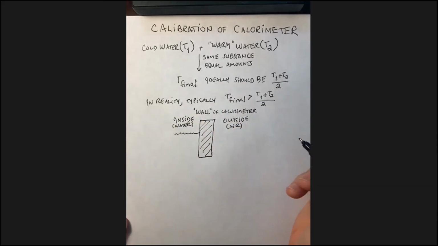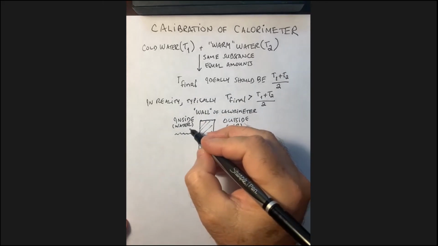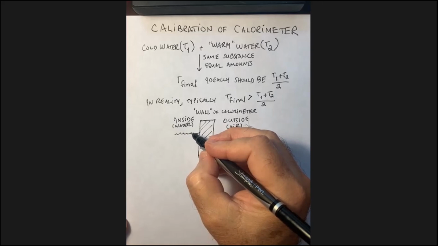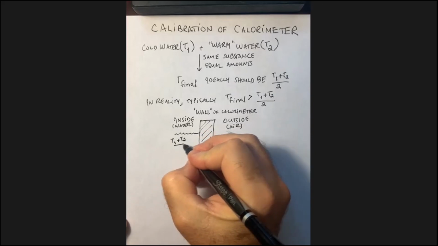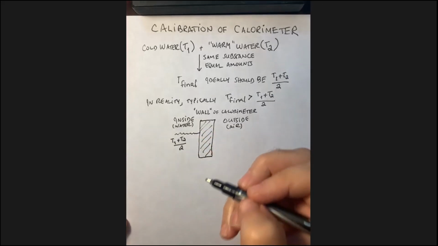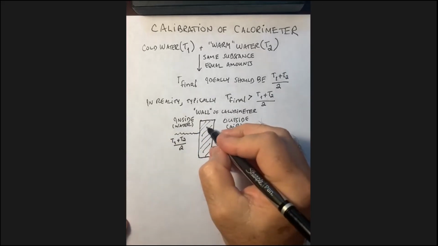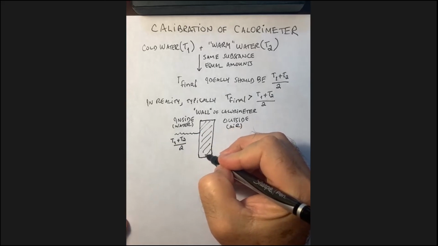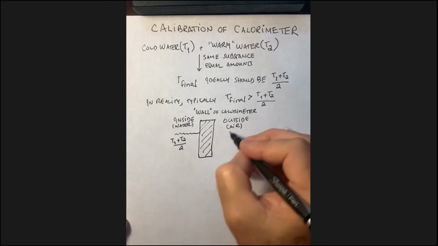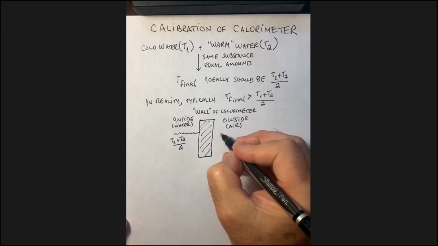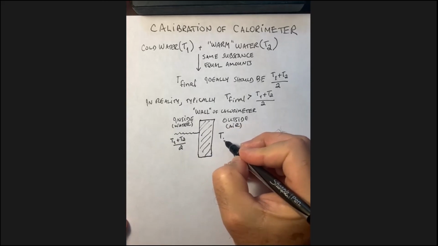Okay, now, the idea here is that we said that at the end of the process, you should have arrived at a temperature that was the midpoint between the 2 temperatures. But here's the thing. The calorimeter, although it is meant to be an insulator, it's not a perfect insulator. And remember, the outside of the calorimeter is at a temperature, right?